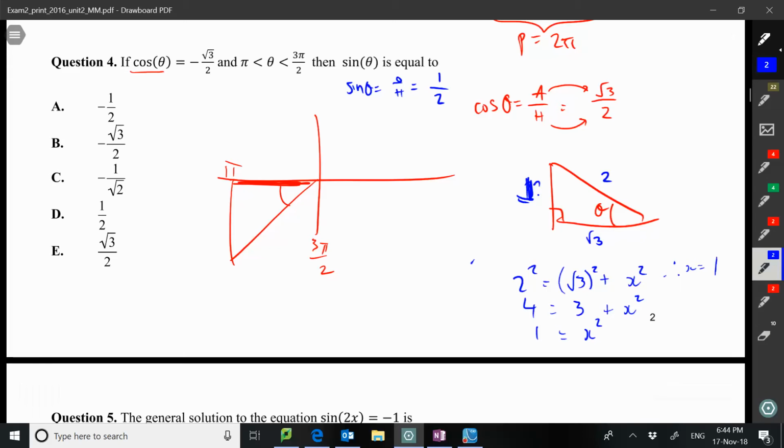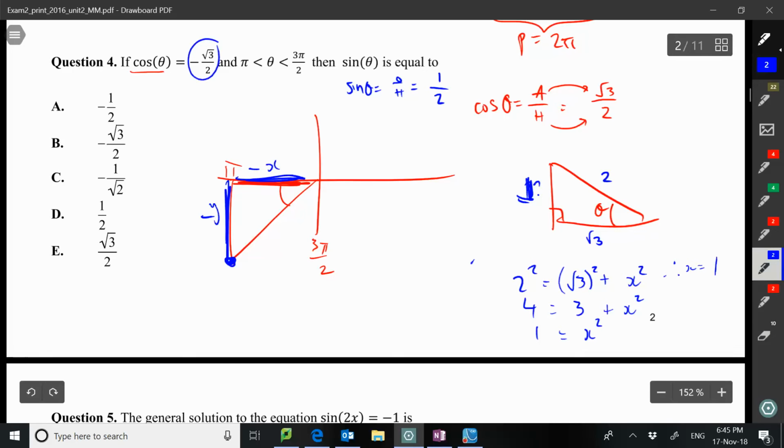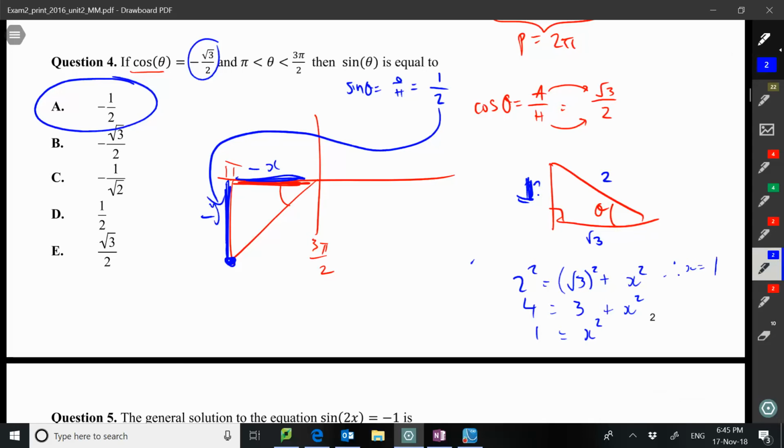Now, you've got to be careful, though, because we know it's in the third quadrant. Sine is clearly negative. Sine is the y values. And cos is the x value, which is also negative. That's why it's negative root 3 on 2. Since sine has to be a half, this is currently negative half, hence why the answer is A. I can see why it's tricky, but I did one in 2017. This is very similar. You can look at 2017 to get your head around it. So you get the triangle first, find the ratio. Once you've got the ratio, work out whether sine or cos is positive or negative in that region. That's pretty much what you've got to do.